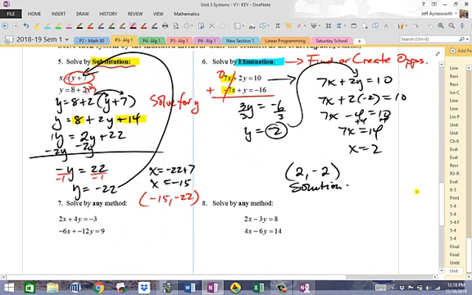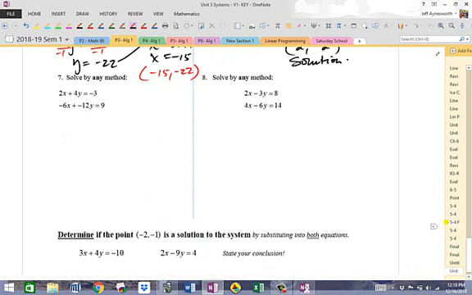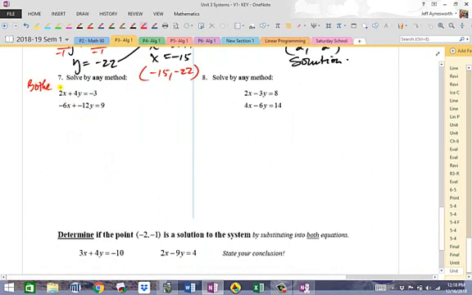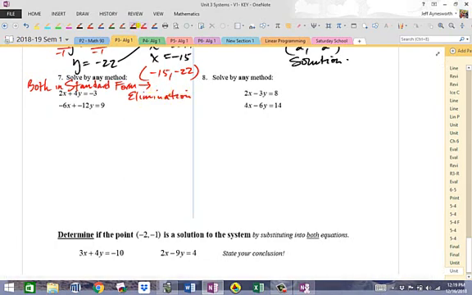All right, and that's the elimination method, okay? Now here I say you can solve by any method, but I noticed here they're both in standard form. Since they're both in what's called standard form, it's really set up for the elimination method. So I'm going to use the elimination method here on this one. Instead of substitution, it's going to be a lot easier.